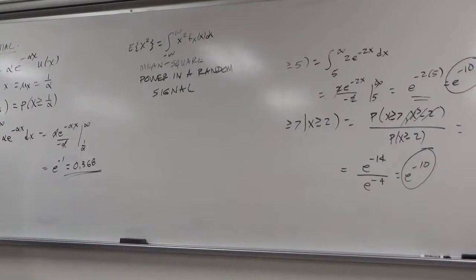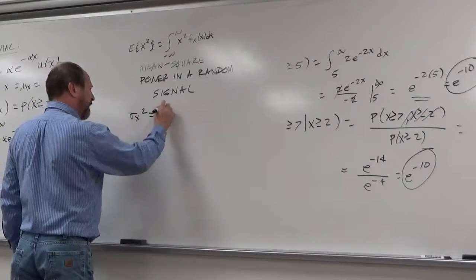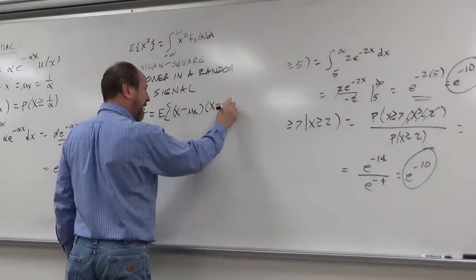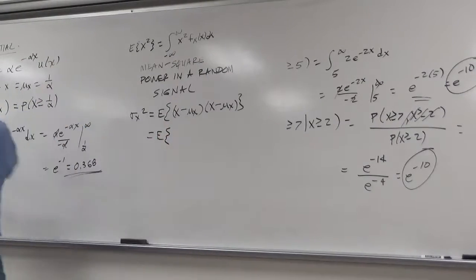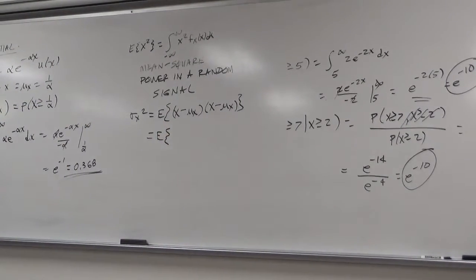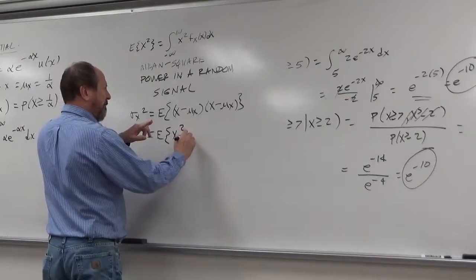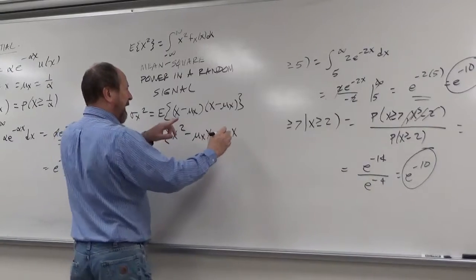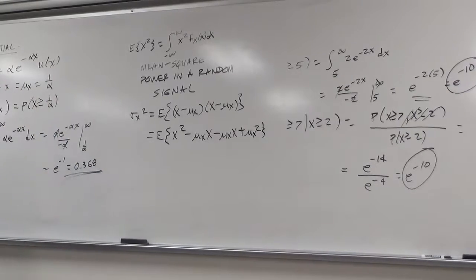And then, if I do this, sigma x squared is the expected value of x minus mu sub x, squared. I'm going back to the definition of the variance and plugging in that formula. What I would have is x squared minus mu x times x, minus mu x times x, plus mu x squared.